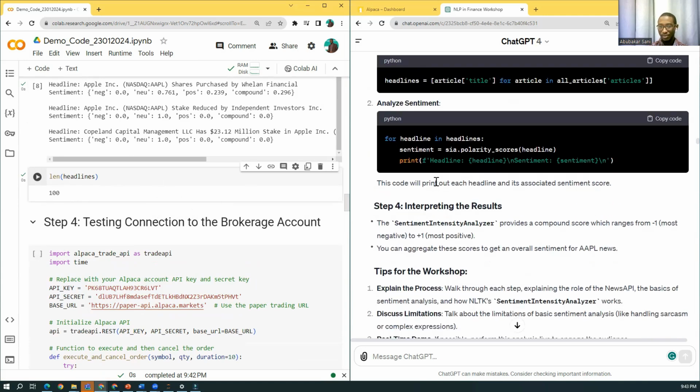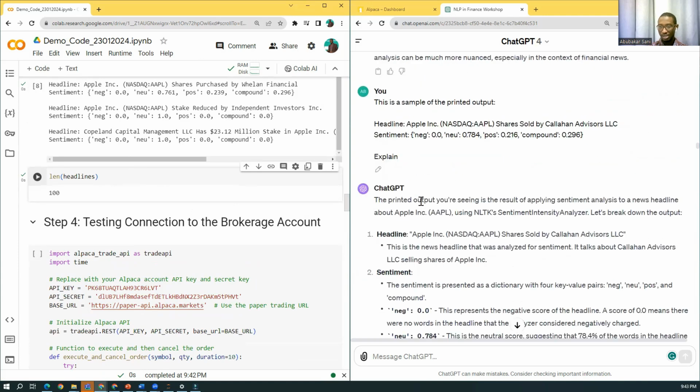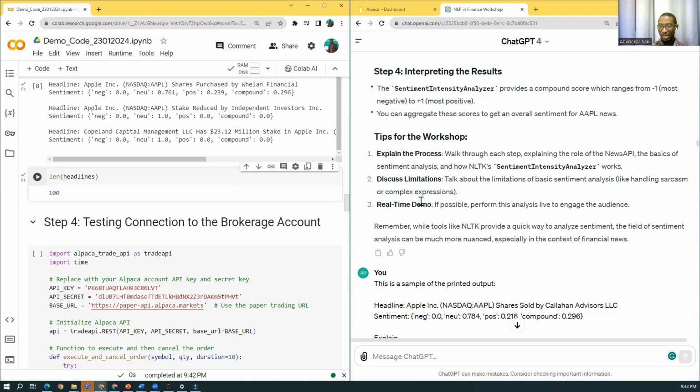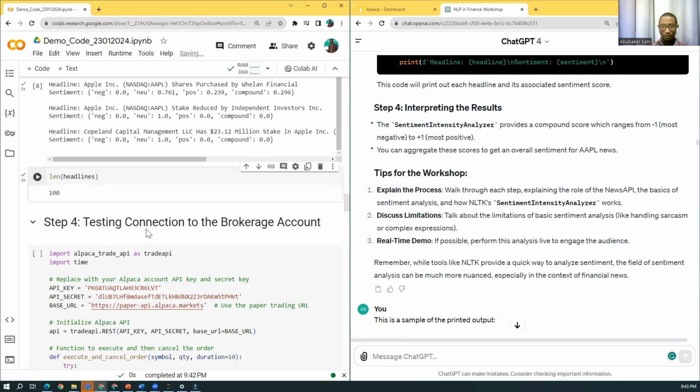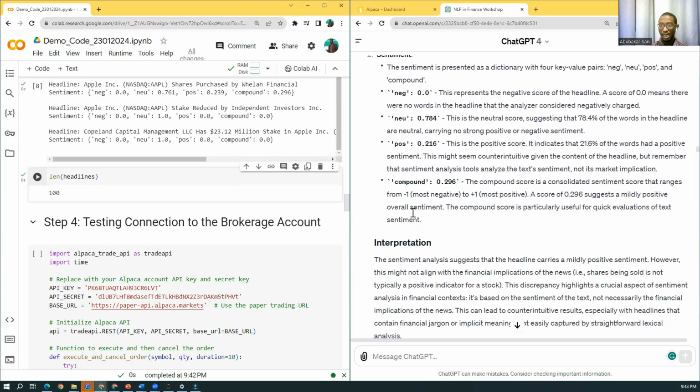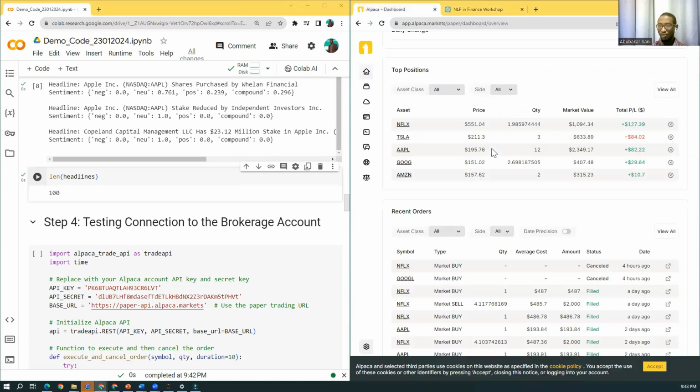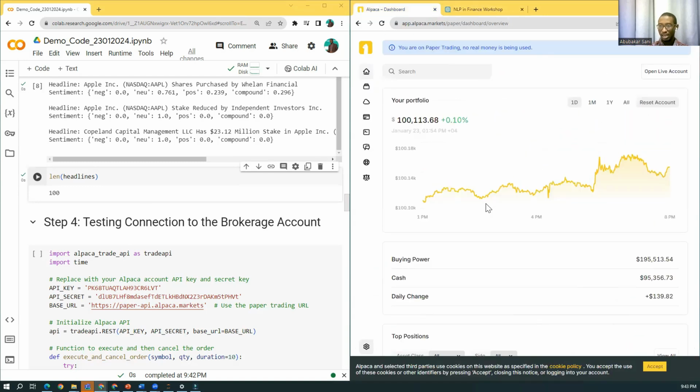Okay, so we are happy with the news and you can see how things are happening. All right, so the next thing is to test, of course, connection with a brokerage account. And to do that, you need a brokerage account, right? So in my case, I was using Alpaca, and you can also register an account with Alpaca. I registered an account with them. Just go to Alpaca Securities, open an account.